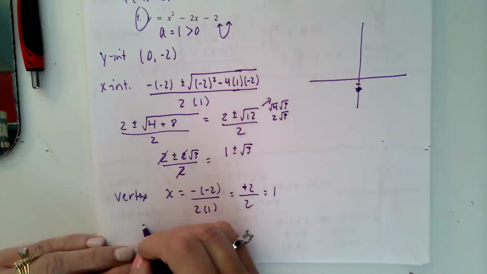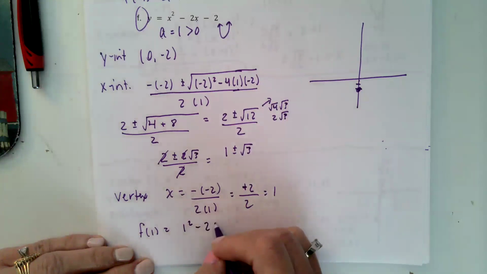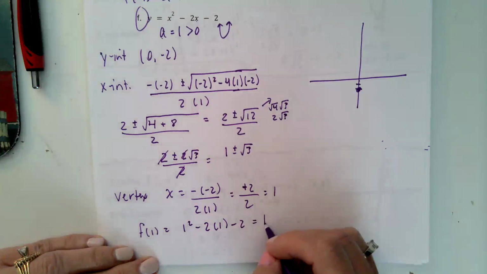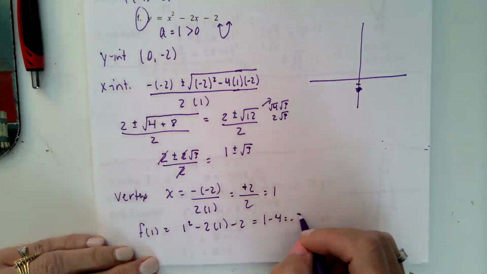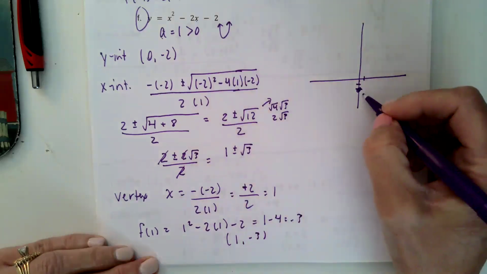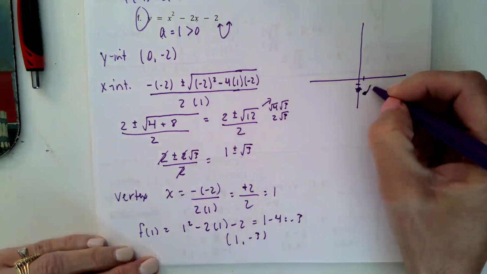And so when I put 1 back into my function, I have 1 squared minus 2 times 1 minus 2. So that leaves us with 1 minus 4 or -3. So my vertex is at 1, -3. That's 1 and then -3. So there's my vertex.